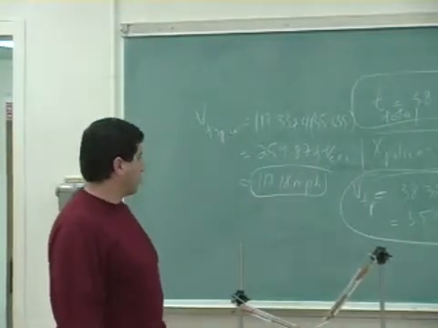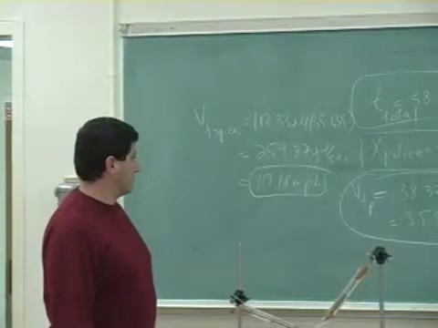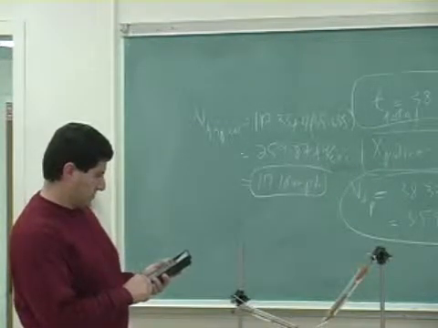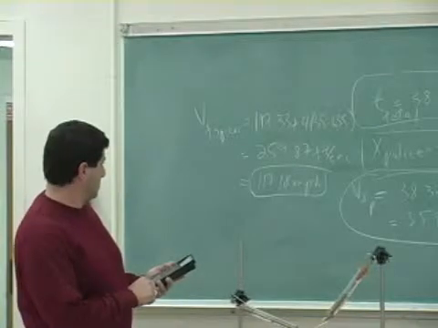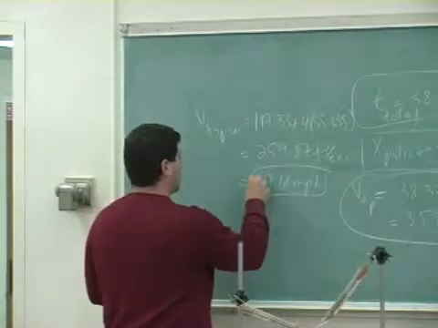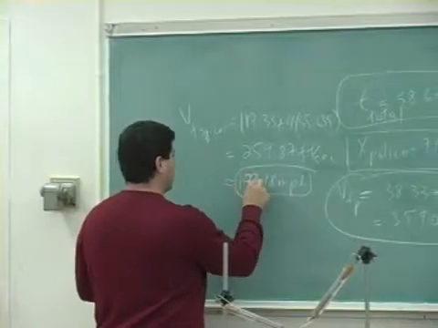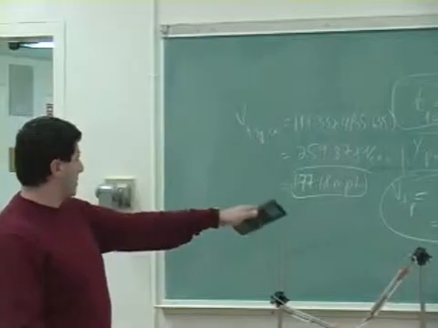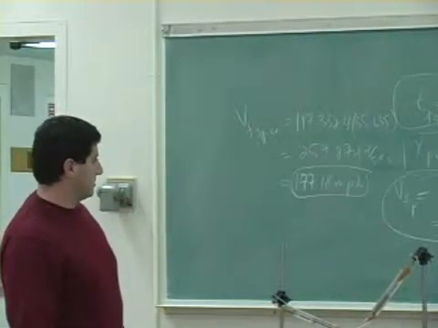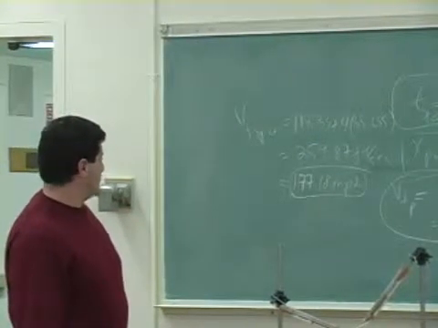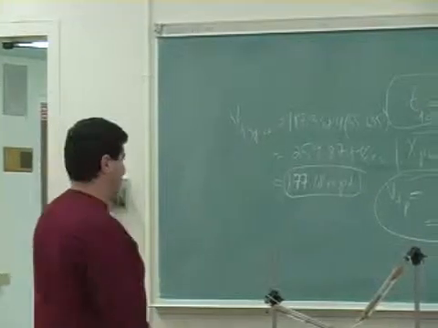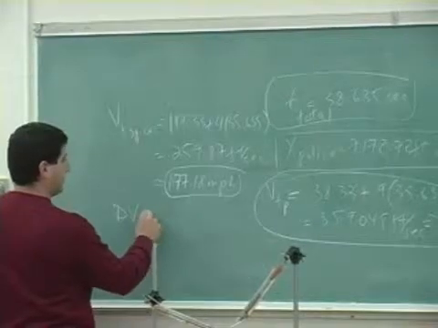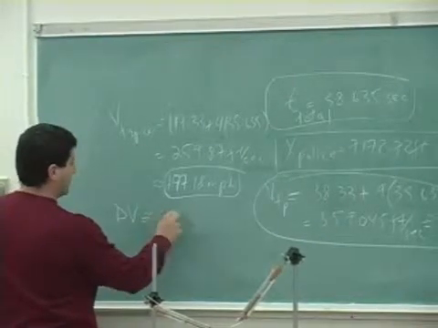The police is going at 244. Oh, wait, I wrote wrong here, sorry. This is 177 miles per hour. So the relative velocity between them, the difference, is what? About 70. So the delta V is about 70 miles per hour.